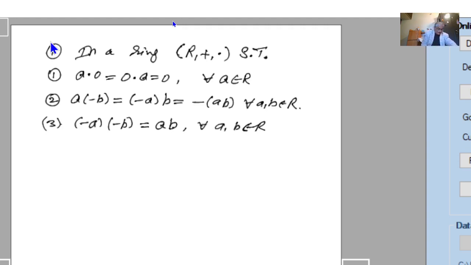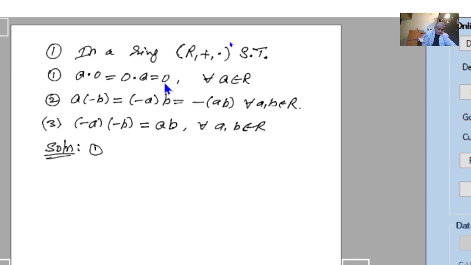So let us try one by one. First one, we have to prove that A into 0 equal to 0 and 0 into A is equal to 0. First I will consider A into 0. I will prove that A into 0 equal to 0, then I will prove that 0 into A is equal to 0.